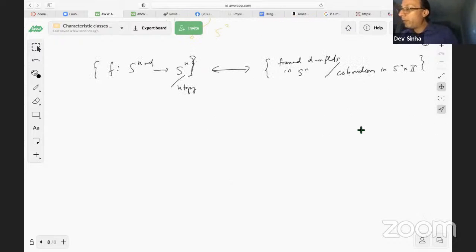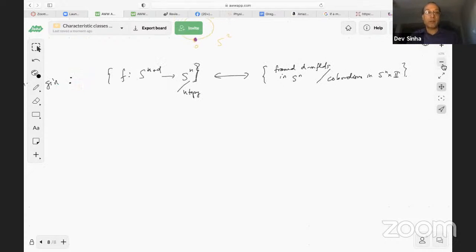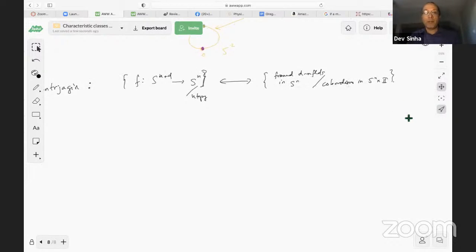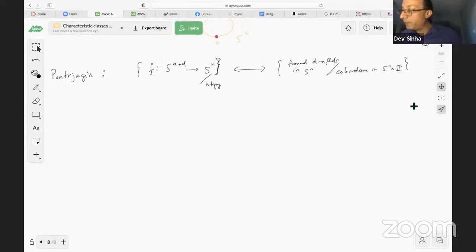Okay, so this was Pontryagin who realized this, and he tried to use it, and he did use it to make some calculations in homotopy groups of spheres. But then where Thom comes in, well, what we want is to get rid of the framed. And maybe put oriented or something like that, or nothing at all.